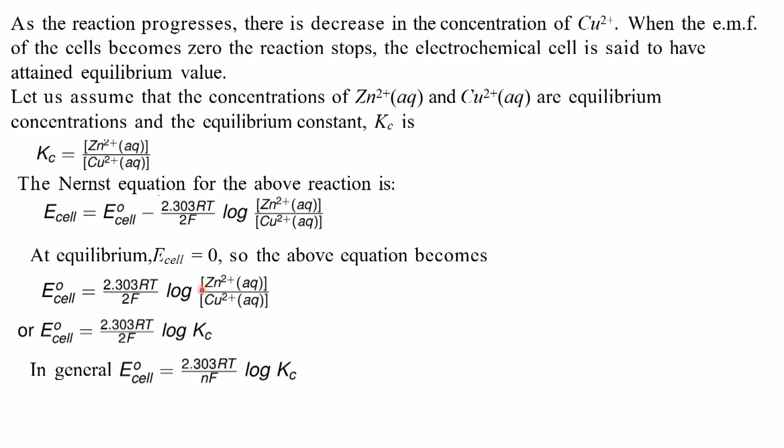From there we can calculate the value of Kc, since at equilibrium this quantity is nothing but Kc. So we get E° cell = 2.303RT/2F log Kc. In general, E° cell = 2.303RT/nF log Kc, where the 2 comes from the number of electrons involved here. This is the relationship between E° cell and the equilibrium constant Kc.